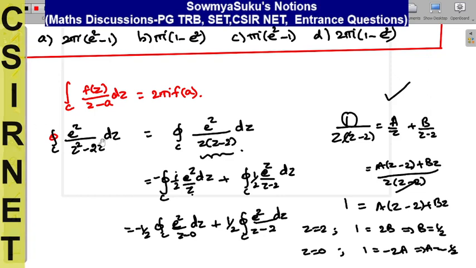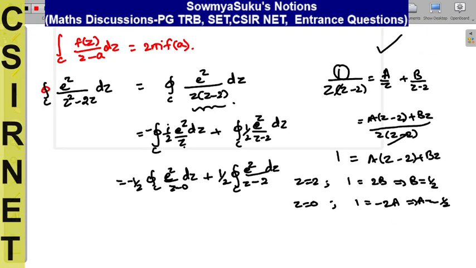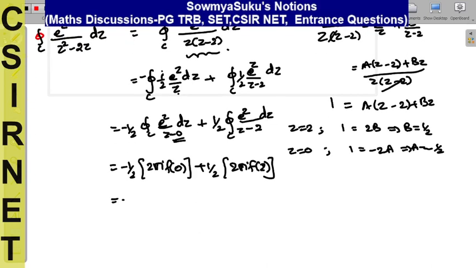So according to Cauchy's integral formula, you can write that, which is equal to minus 1 by 2 into 2 pi i into f of a. What is a here? 0. f of 0. Then plus 1 by 2 into 2 pi i into f of a. a is here 2. So that this is equal to minus 1 by 2, so these two get cancelled. Minus pi i into, what is f of 0? f is nothing but this one, this is f of z. So substitute the value e power 0, which is 1. Then plus 1 by 2, that also gets cancelled, which is pi i into f of 2, that is e square.